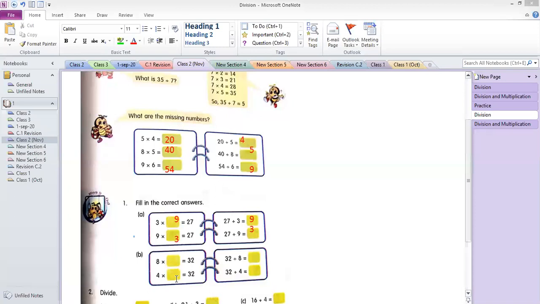4 multiplied by 6 equals 24. 4 multiplied by 7 equals 28. And 4 multiplied by 8 equals 30? I told you guys you should know the tables. If you want to have good command of multiplication and division, you should know the tables. So 4 multiplied by 8 equals 32.